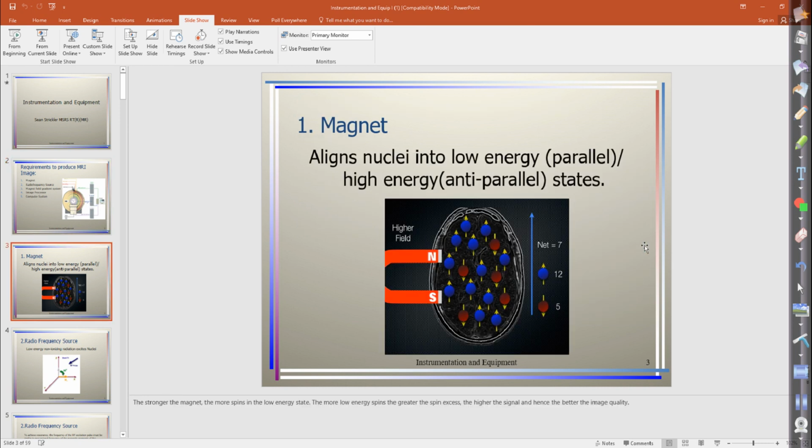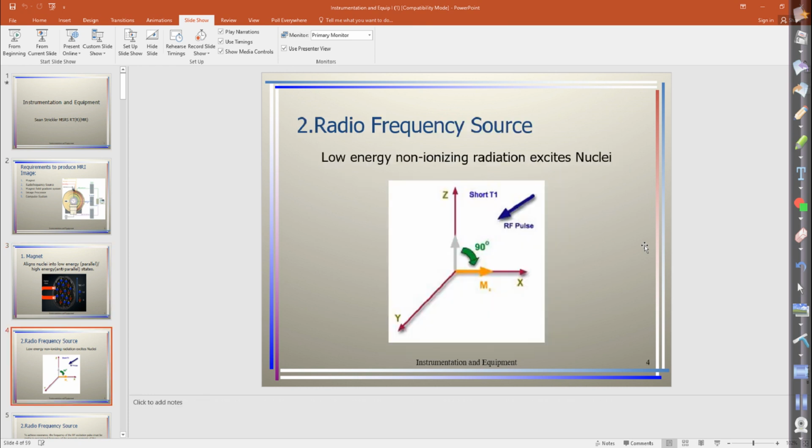We talked about what each of these do. Our main magnet, the static magnetic field, once again, is aligning our nuclei into the high and low energy states. Our RF field is going to excite those nuclei and put them into the transverse plane, which is ultimately where our receiving coils are to receive the signal.